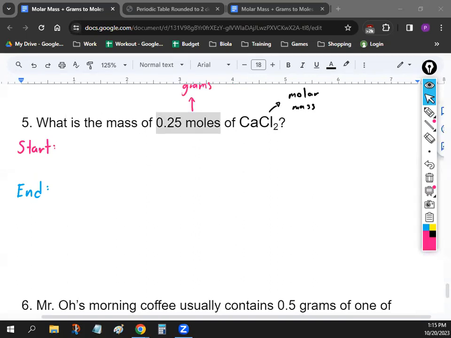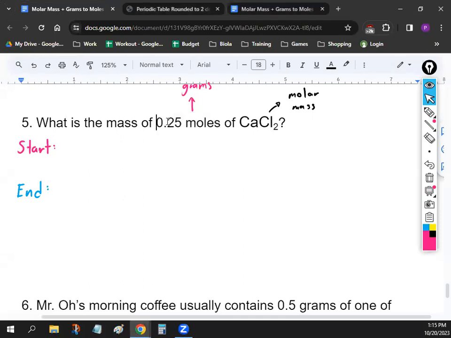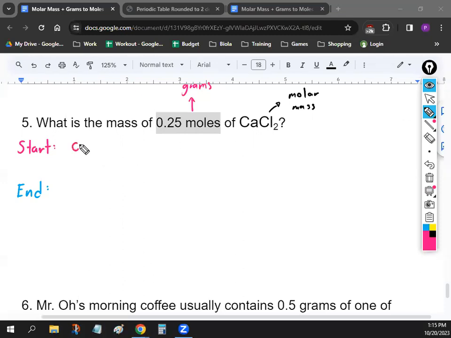Okay, so if you guys take a look at the problem, our starting number is 0.25 moles. That part's pretty easy, right? Now, I told you earlier that we're turning it into the other unit of measurement, right? So if we start out with moles, that means we're going to be turning it into grams. So it's the opposite of last time, right? In the previous problem, we turned grams into moles. This time we're turning moles into grams. Does that make sense? Okay.